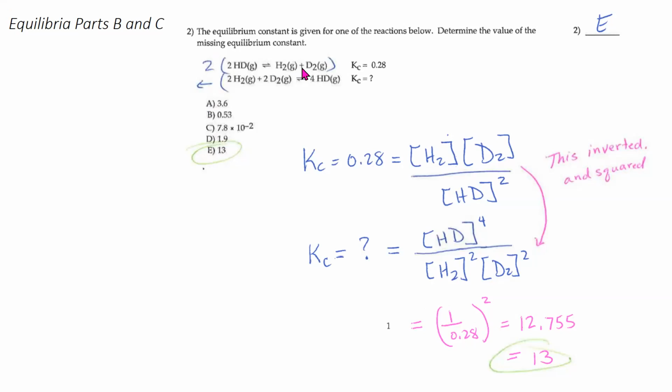So if you reverse a reaction, you invert K. And if you double a reaction, or if you multiply a reaction, then you raise that K value to the same exponent.